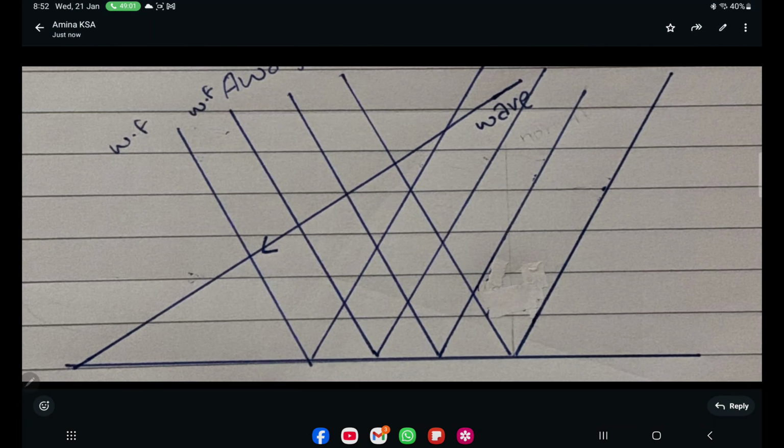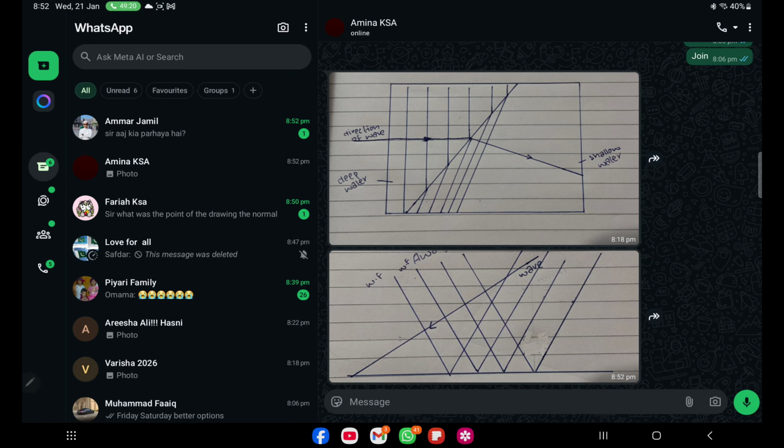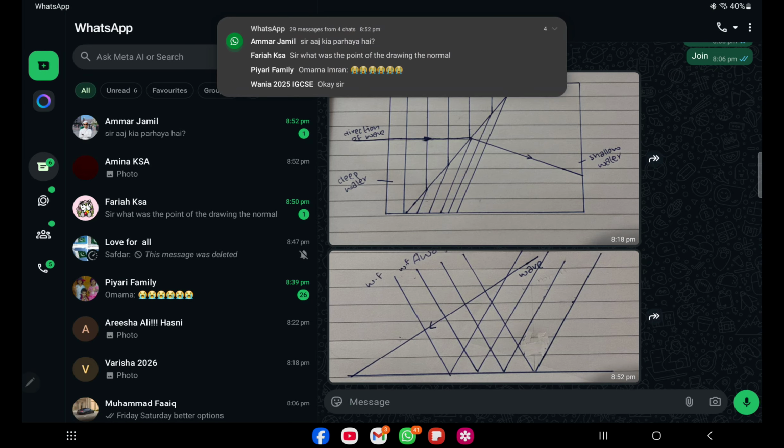Yes, your diagram is very good, but I think okay. But there is one issue. There is one issue. No issue, it is fine, perfect, perfect, perfect, excellent. Any other student?